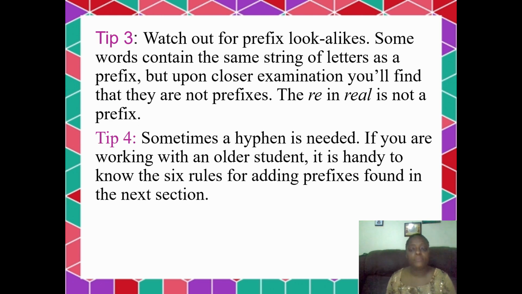So tip 3, watch out for prefix lookalikes. There are some words that contain word parts that look like prefixes, but the words really do not have prefixes on them. For example, the word rail. The letters RE begin rail, but RE there is not functioning as a prefix. It's just a part of the word. So we have to know when the word has a prefix and when the word does not.